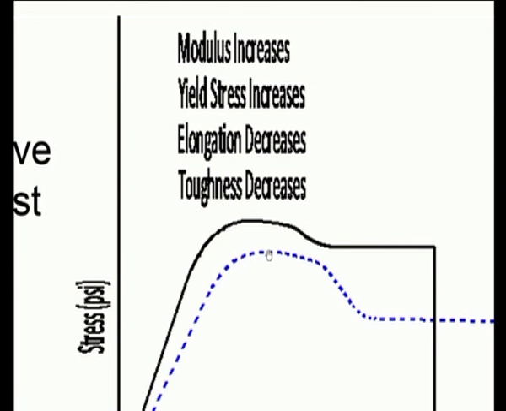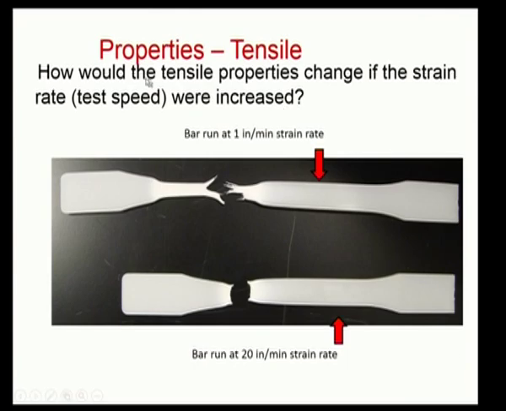So these are the properties that are affected by change in the test speed. Now how would the tensile properties change if the strain rate or the test speed were increased? Here again the strain rate is the deformation rate or the elongation rate. Now this is what happens to the sample.